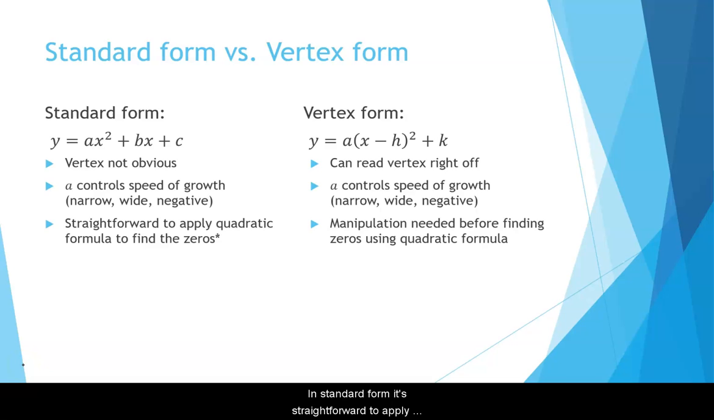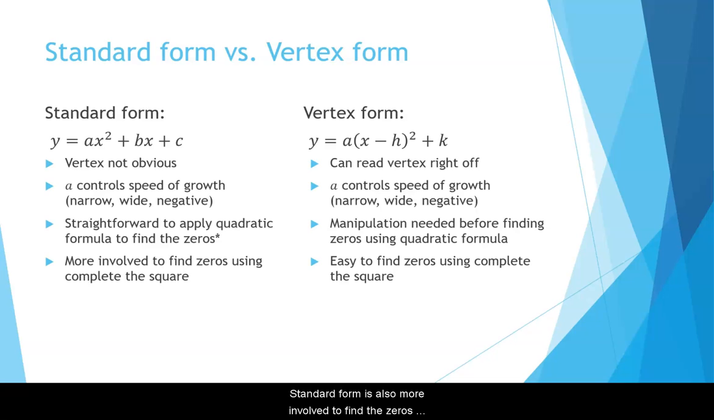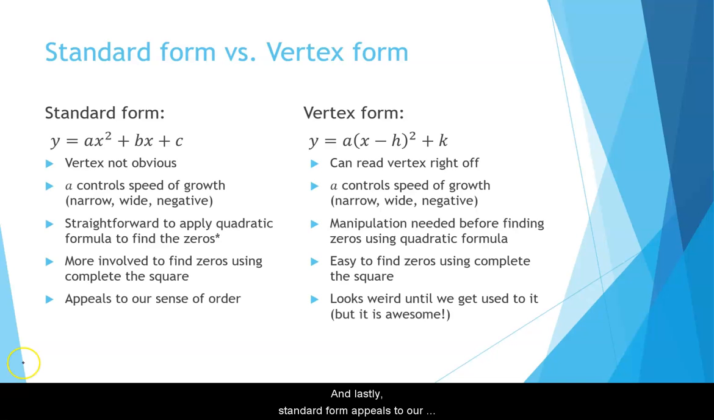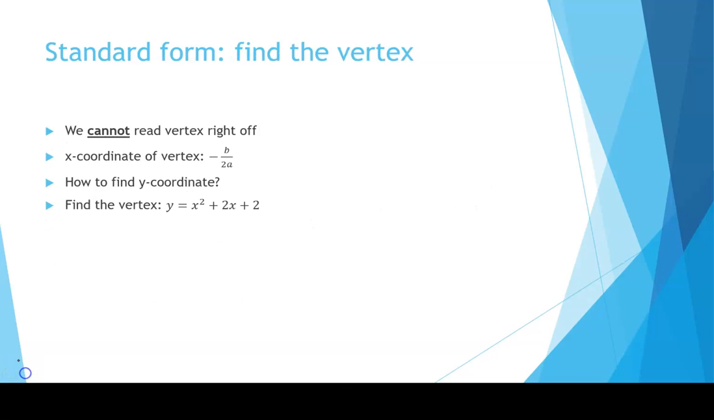In standard form, it's straightforward to apply something called the quadratic formula, which we'll get to soon. But in vertex form, you need to move some things around before finding the zeros using the quadratic formula. Standard form is also more involved to find the zeros using completing the square. Vertex form is actually very easy. And lastly, standard form appeals to our sense of order, whereas vertex form looks really funky until we get used to it. So in standard form, finding the vertex is the key to graphing parabolas, and in standard form we cannot read the vertex right off.